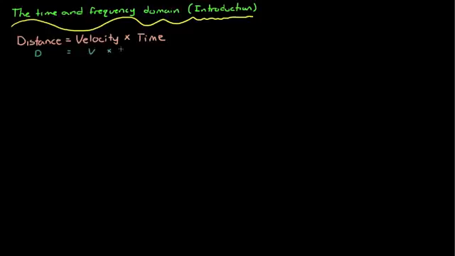Or in other words, how far you travel, d, is related to how fast you are going, v, times how long you are traveling for, t. This can also be said as d is a function of v and t.